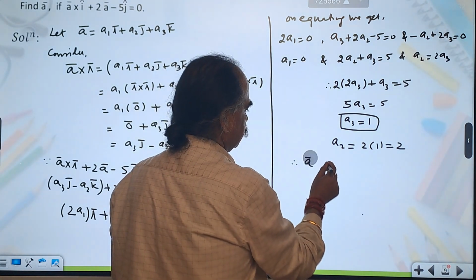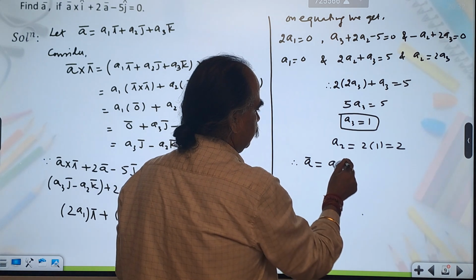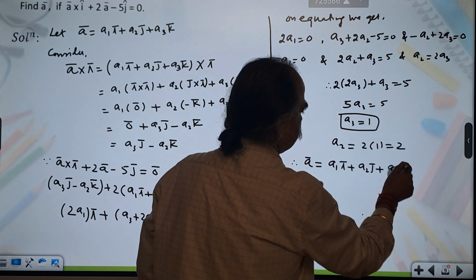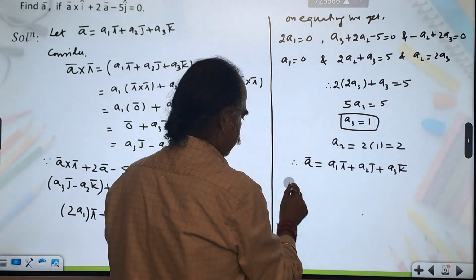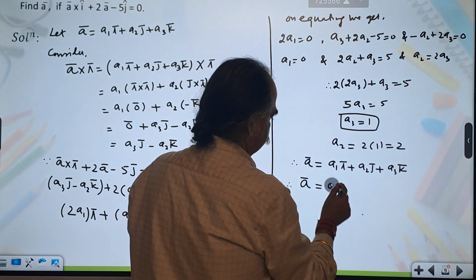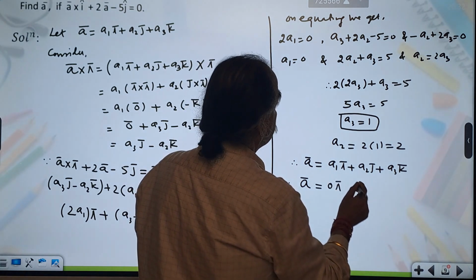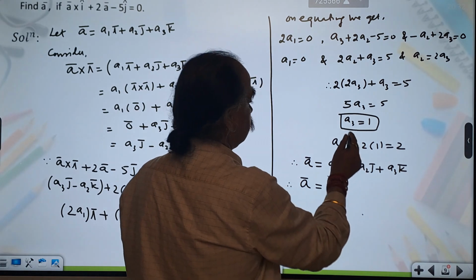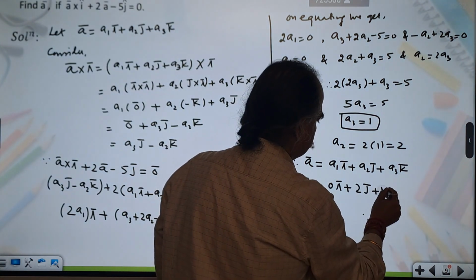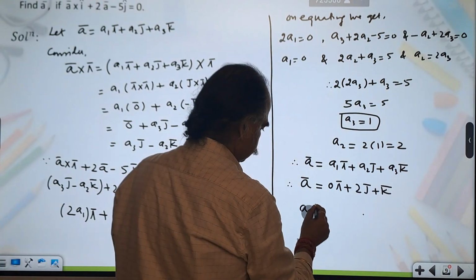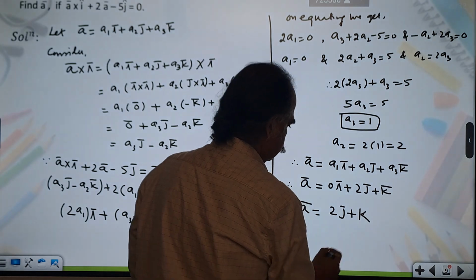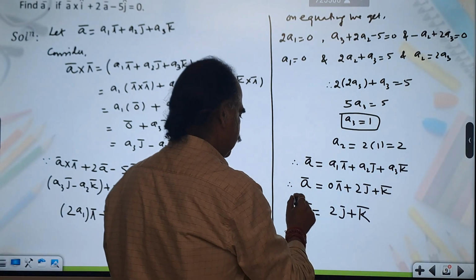Therefore, a bar is a1 i plus a2 j plus a3 k. So a bar is 0 i bar plus 2 times j bar plus k bar. This is a bar.